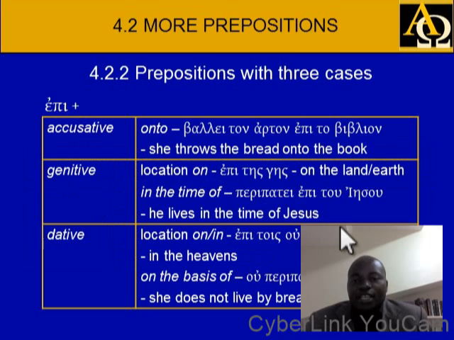Epi plus accusative means onto. She throws bread onto the book. Epi plus genitive means he lives in the time of Jesus. So it tells you about the time. Dative, epi, in the heavens. Usually dative speaks of location.